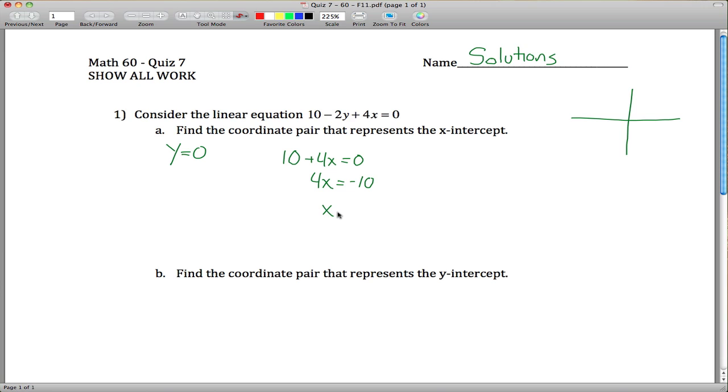Divide both sides by 4, and you get x equals negative 10 fourths, or negative 5 halves, or negative 2.5, whatever you want. But it wants the coordinate pair. So this is the x value, and this is the y value. So our answer is negative 5 halves, comma, 0. Maybe this gets a box around it or something.